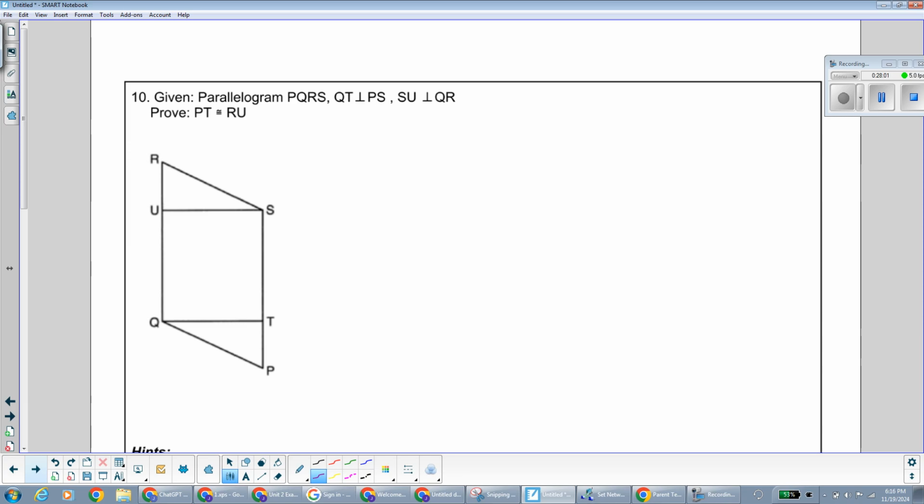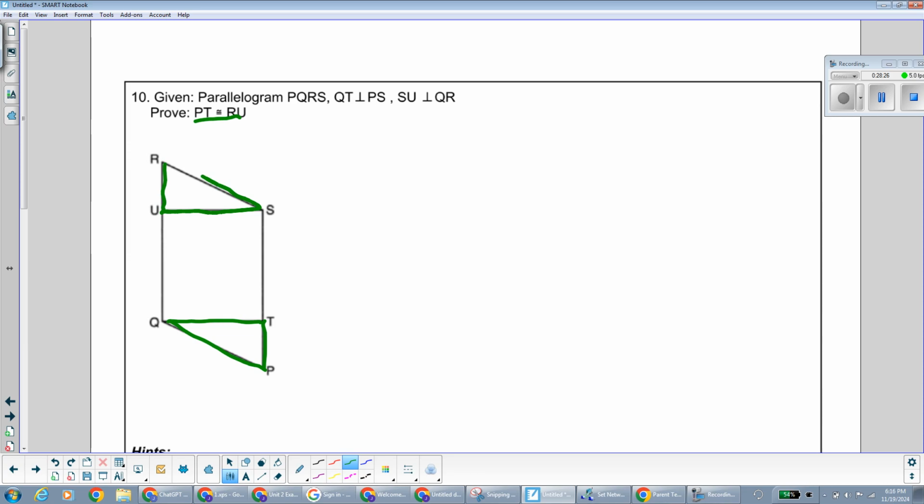Next, this one we had to write from the beginning, but as I always say in class, please do not jump into writing your proof. Please mark your diagram and figure out what's important. So first, my goal. My goal is to prove PT congruent to RU. I know that PT is a side of this triangle, and RU is a side of this triangle.